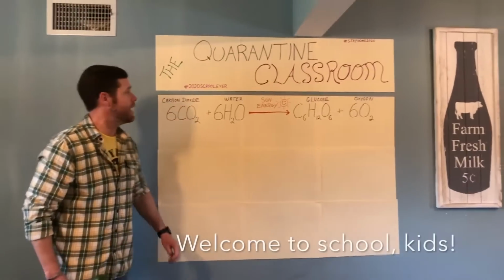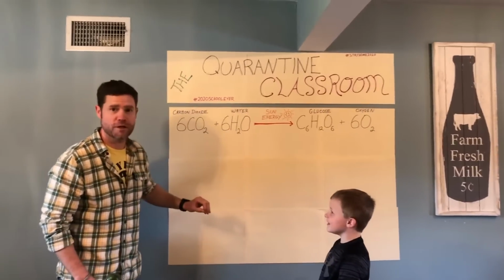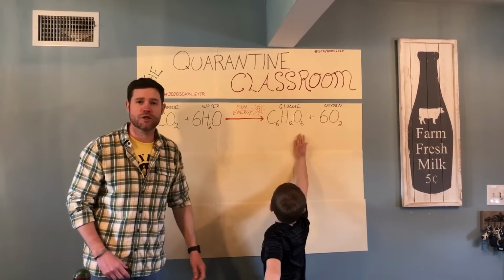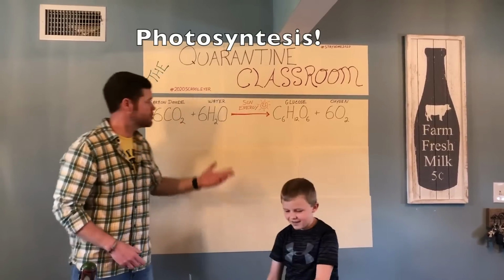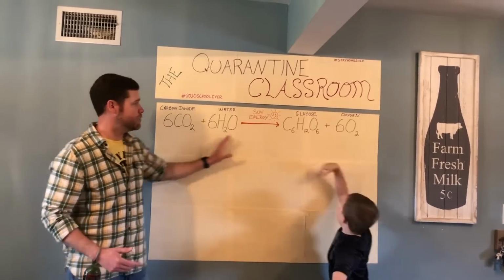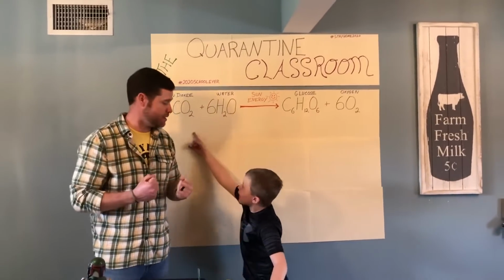In the quarantine classroom, you can see that I have up on my smart board, since we're stuck at home, the equation that you've already learned about photosynthesis. Mrs. O'Connor should have taught you this last week. Hopefully you understand the equation somewhat by now. We have carbon dioxide and water. That's what a plant takes in, right?